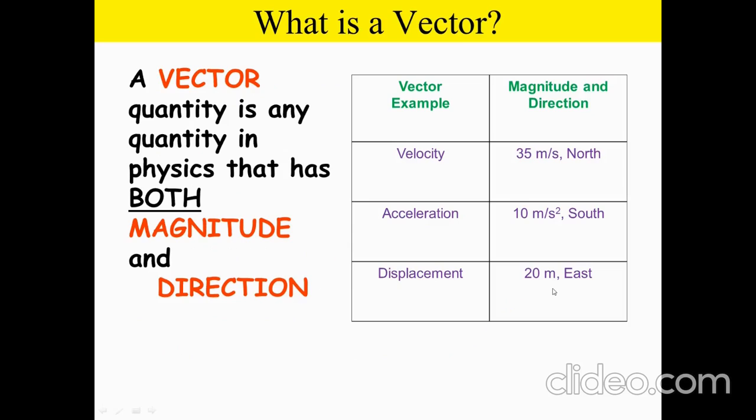Okay. And you might be familiar with the definition that you've read in school, which is that a vector quantity is any quantity that has both magnitude and direction. For example, velocity can be written as 35 meters per second, and the direction of the velocity is north. So we have to specify both the magnitude and the direction for these quantities. There are other examples like acceleration, displacement, force, and these are all examples of vector quantities.